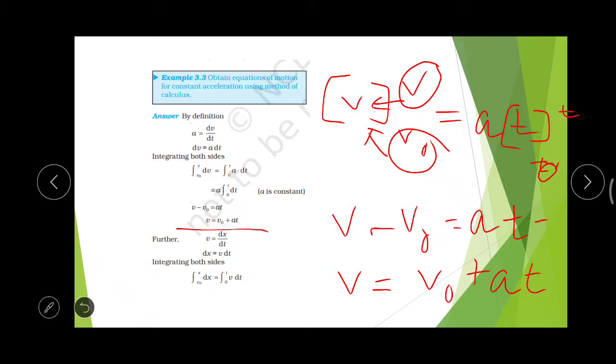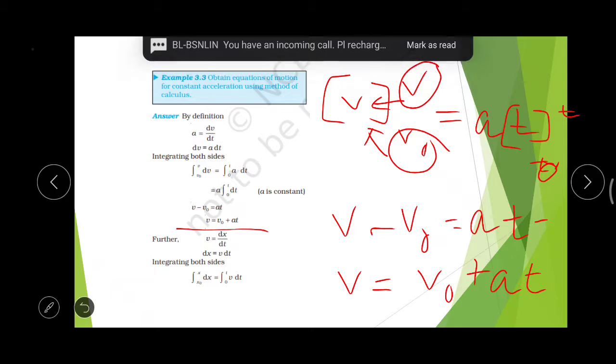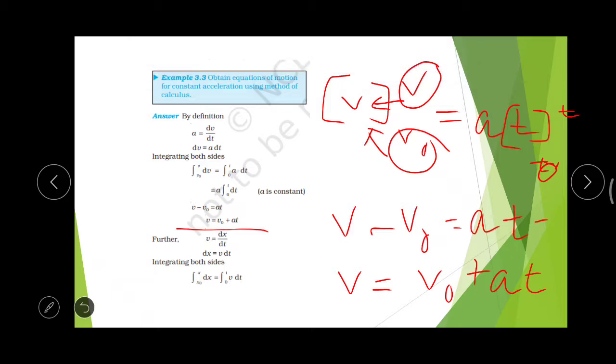So you obtained the first kinematic equation of the uniform motion with a constant acceleration, isn't it? So v is equal to v0 plus at, that was the equation with the help of the integration or the calculus, you have found that value.